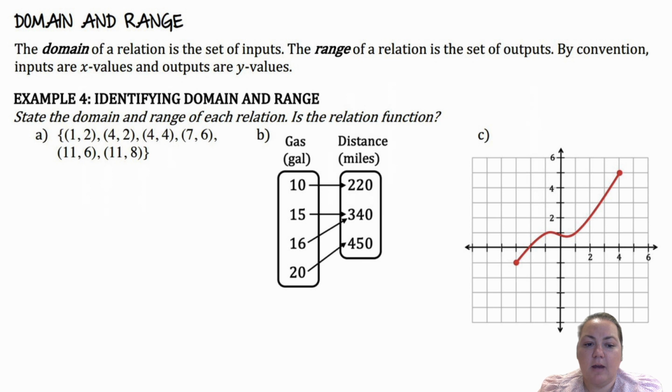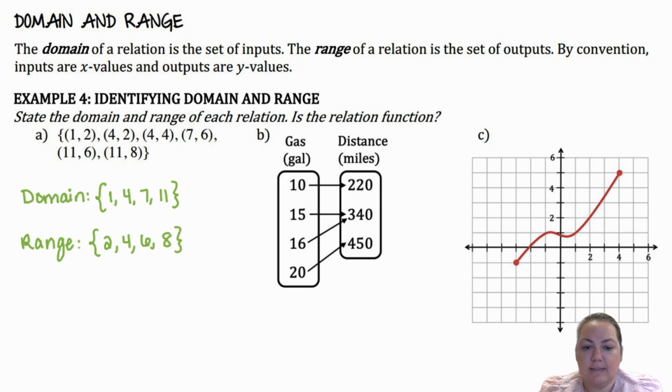Identifying domain and range. So we have a set of ordered pairs. My domain are my x values, and we're going to put them in order. So 1, 4, 7, and 11. We're not going to write them if they repeat. We're not going to repeat them. Range is 2, 4, 6, and 8.